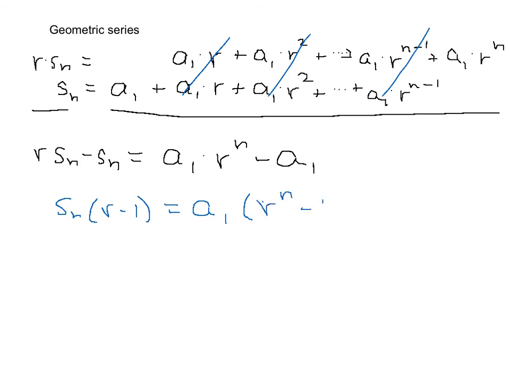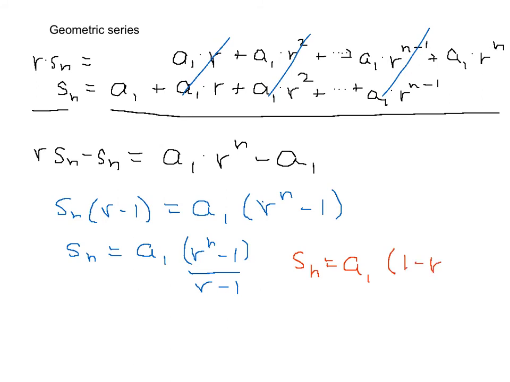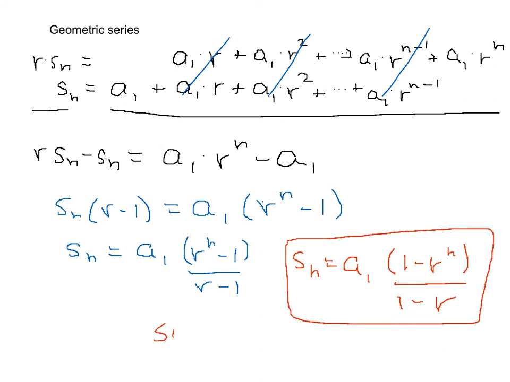I'll get r to the n minus 1. And then what I'll do is simply divide both sides by r minus 1, and I get s sub n is equal to a sub 1 times r to the n minus 1 over r minus 1. And that's more commonly written, if I multiply top and bottom by minus 1, as s sub n is equal to a sub 1 times 1 minus r to the n over 1 minus r. And there's my big formula.